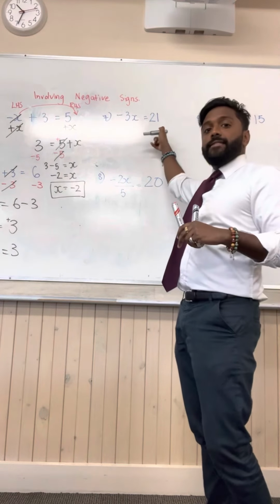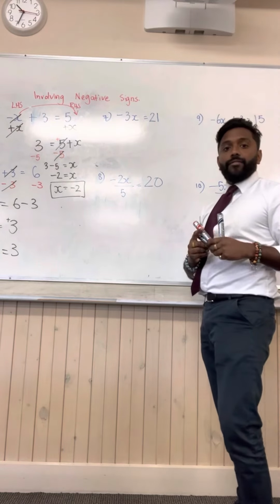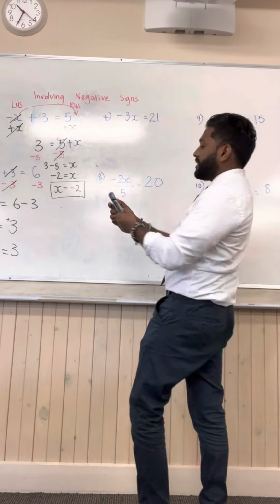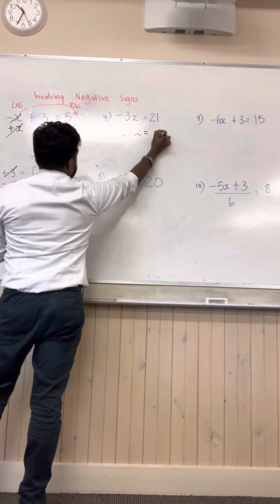How do we solve for this? We need to get rid of the negative 3. How do we get rid of the negative 3? What is the negative 3 doing to the x? Negative 3 is actually multiplying with the x.